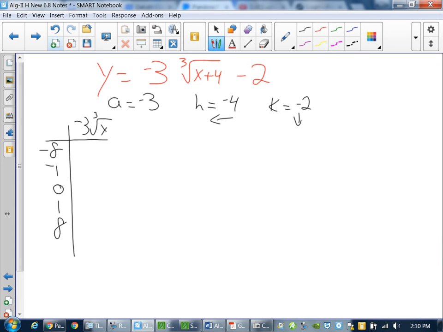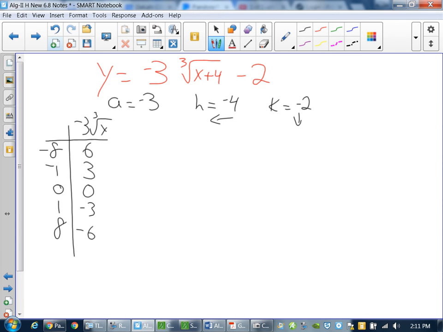What is the cube root of negative 8? Negative 2. Negative 2 times negative 3? 6. Cube root of negative 1? Negative 1. Negative 1 times negative 3? 3. Next one is? It's nice how things are symmetrical like that. It's very convenient.